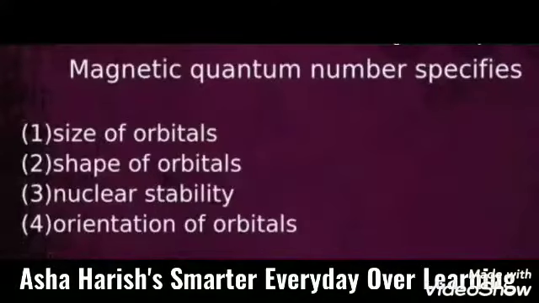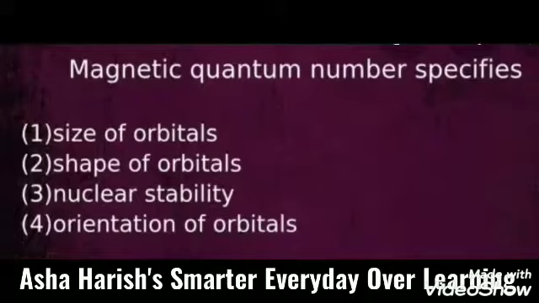And since each orientation corresponds to an orbital, the magnetic quantum number determines the number of orbitals present in any shell. This magnetic quantum number specifies the size of the orbitals, shape of the orbital, nuclear stability, and the orientation of the orbital, students. By using this magnetic quantum number, you can know these following 4 things.